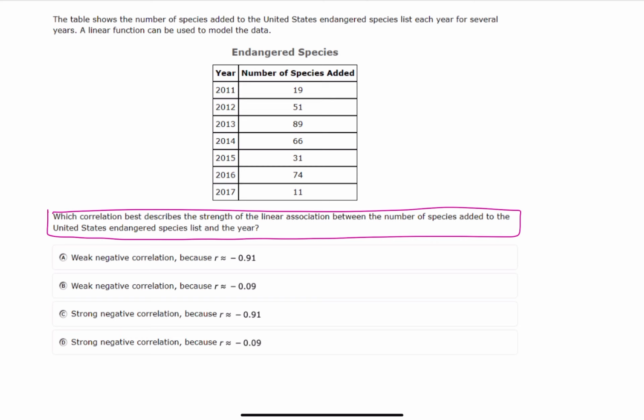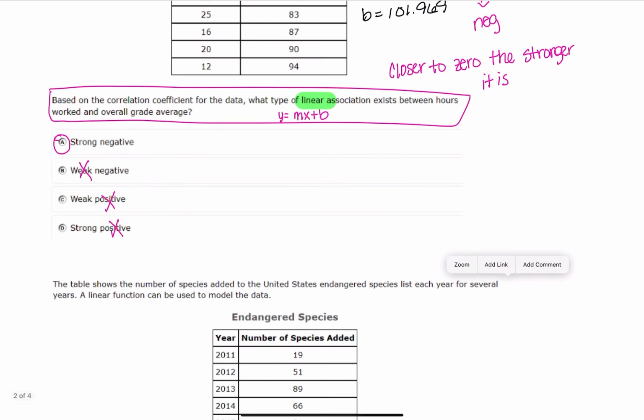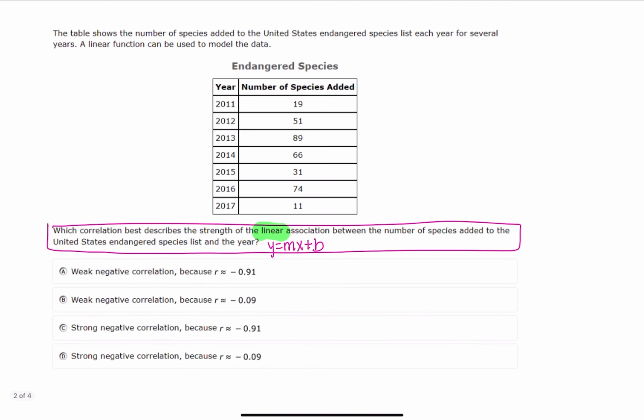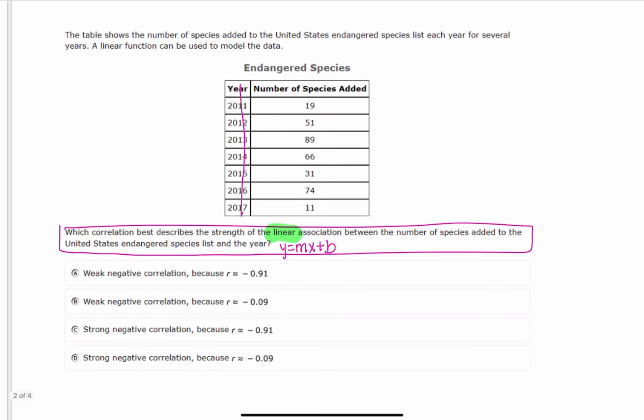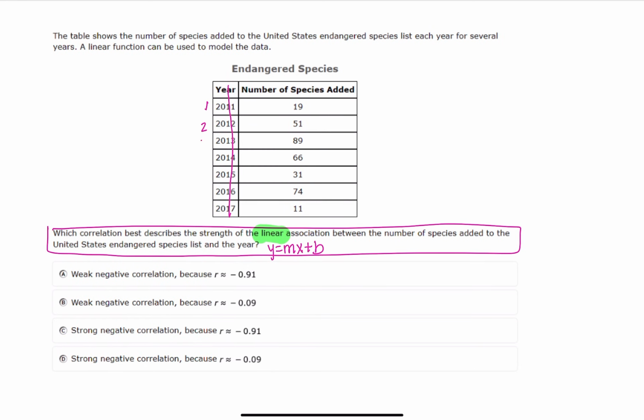Okay, now on this one, same thing, we go straight to the question, which correlation? Same thing, the keyword is linear, so that gives us y equals mx plus b. On this one, you click the mx plus b because it says linear. Now, however, we're going to change it. We're not going to put 2011. We're going to put 1, 2, 3, 4, 5, 6, and 7, and these are going to be your x's. Then these are going to be your y's, so this is your A, and this is your B.